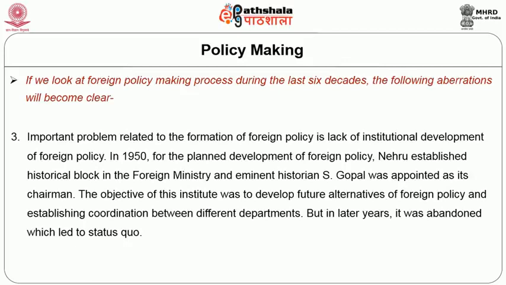Gopal was appointed as its chairman. The objective of this institute was to develop further alternatives of foreign policy and establish coordination between different departments, but in later years it was abandoned, which led to the status quo.